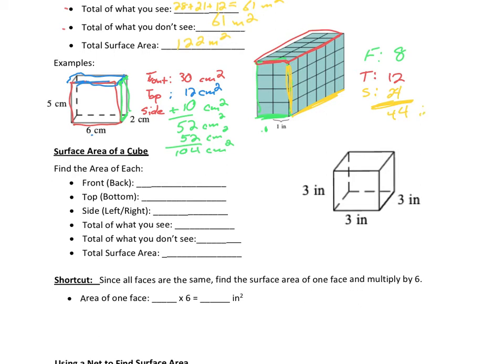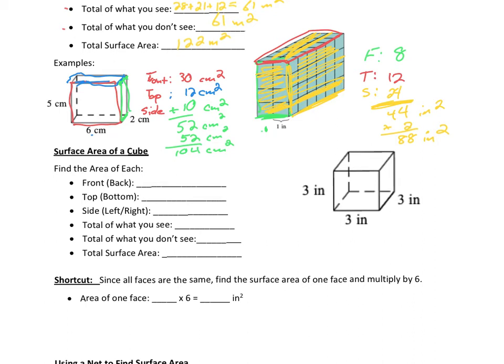44 square inches. That's what I see, so I don't see 44. So I multiply by 2 or add it twice, 88 square inches. All right, so if I was to count up all of these blocks, and you don't need to color this in, I would count 44. That means there's 44 on the other side too.